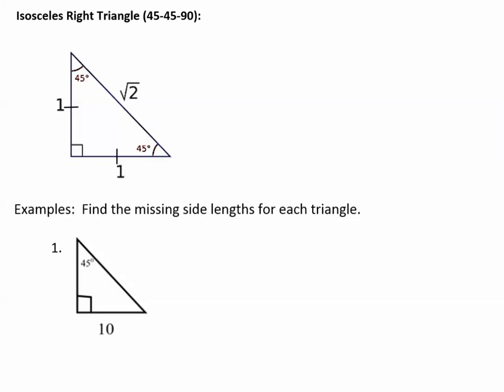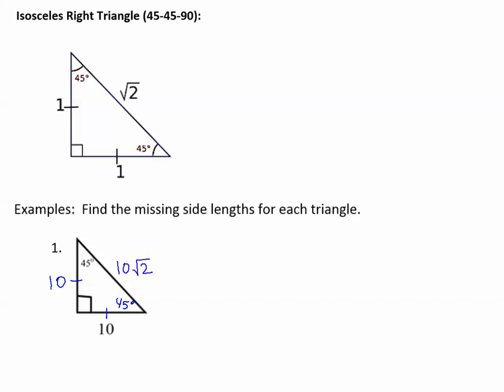Let's remember the isosceles right triangle, or the 45, 45, 90 ratios of sides: 1, 1, square root of 2. How can we use that? For example, find the missing side lengths for each triangle. So in this picture, I see a 45 and a 90. So I know right away this is also a 45-degree angle. A 45, 45, 90 triangle means I have two congruent sides. So this is also 10. The hypotenuse is, of course, just 10 times the square root of 2.